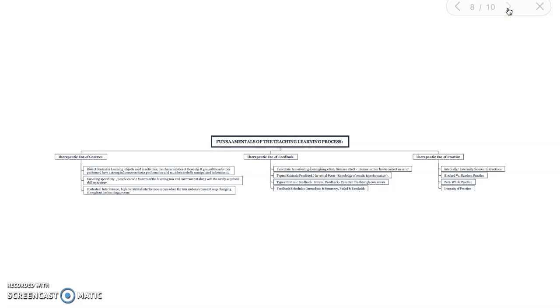For fundamentals of the teaching-learning process, you can ensure to focus on the therapeutic use of the context, therapeutic use of feedback, as well as therapeutic use of practice.